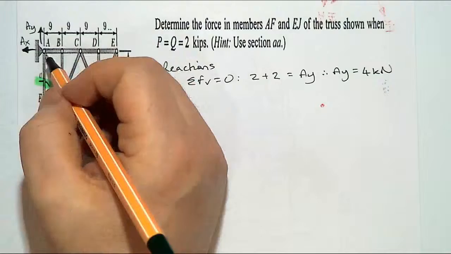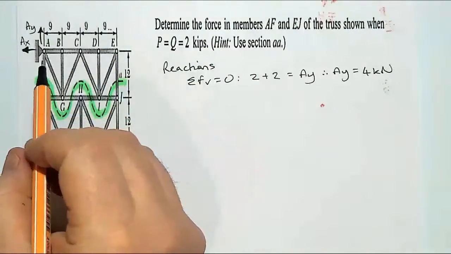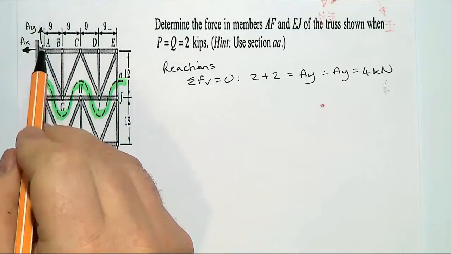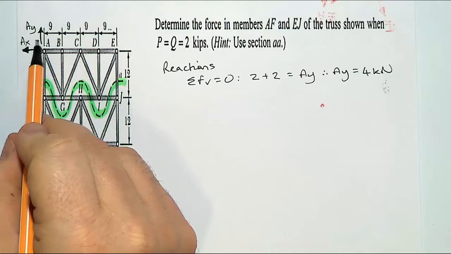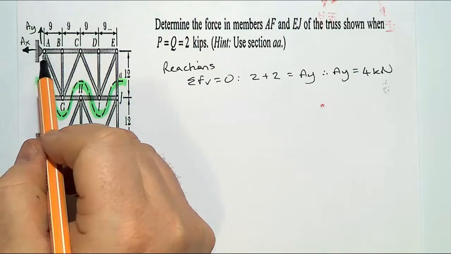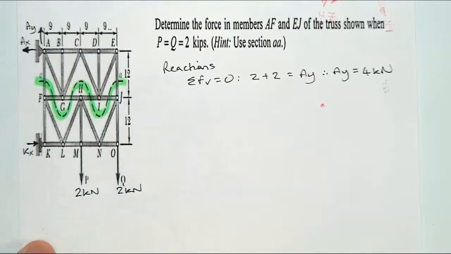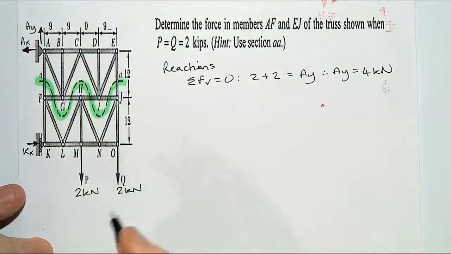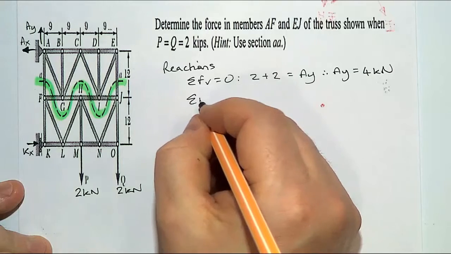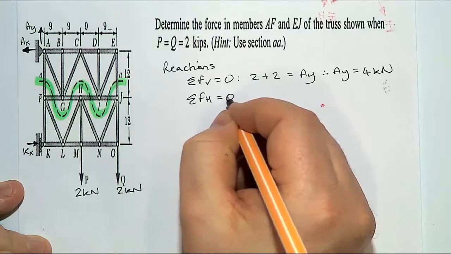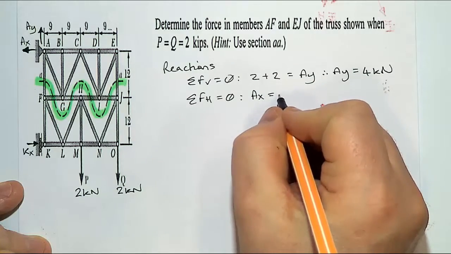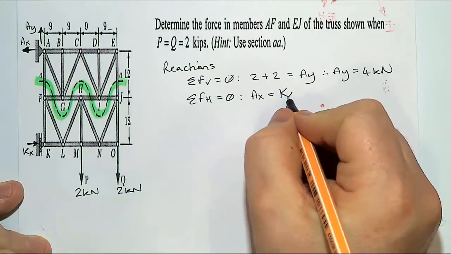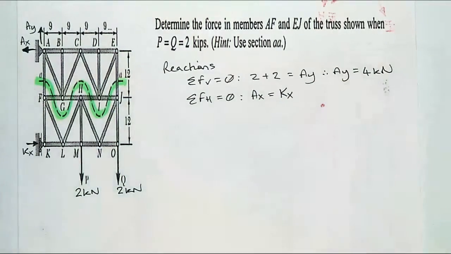Please note that some people get confused in thinking that AY equals AF, but this is the reaction within what the truss is actually holding on to. If we did sum of forces horizontal, we've got AX equals KX, but we don't know what they are.